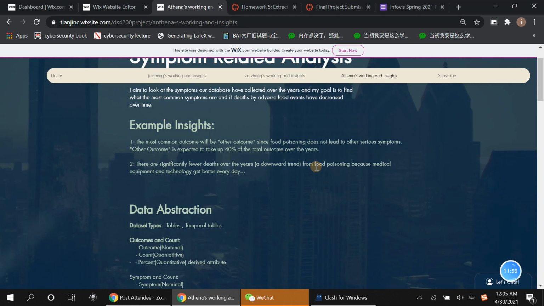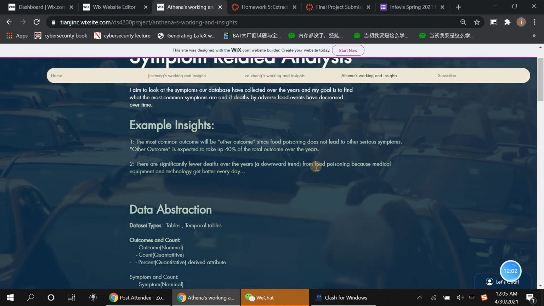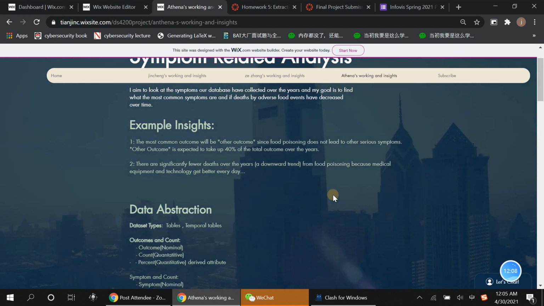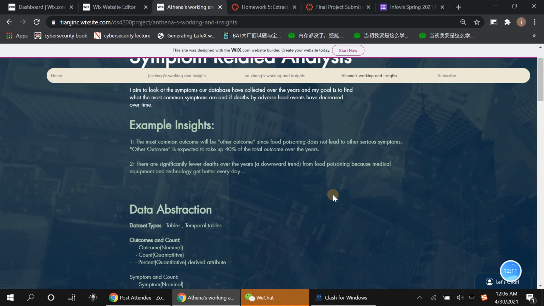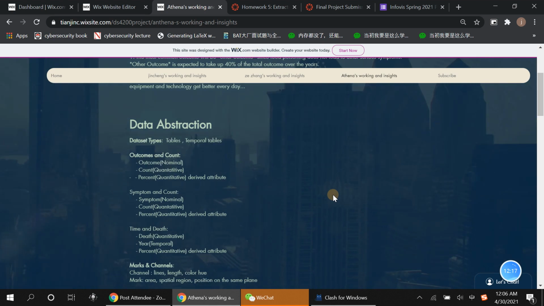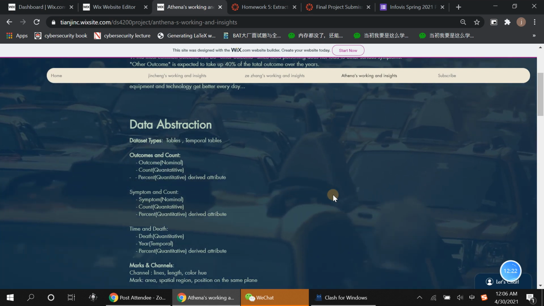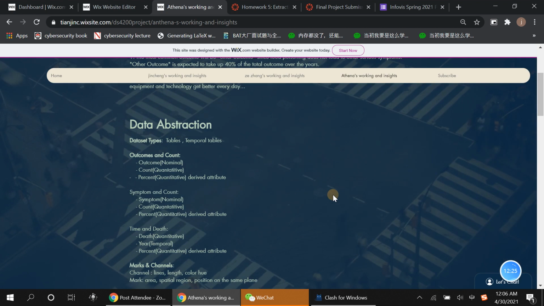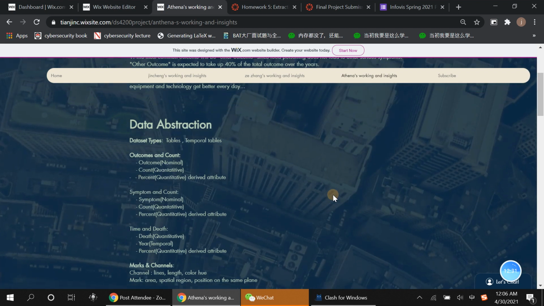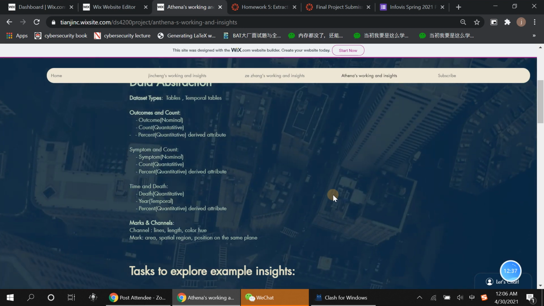Other outcomes are expected to take about 40% of the total outcomes over the years. There are significantly fewer deaths over the years, a downward trend, from food poisoning, as medical equipment and technology get better over time. Her data abstraction: the dataset type is tables, temporal tables, and the attributes are the outcomes, symptoms, and counts in time and death. Mark channels are the lines, length, color hue, area, and spatial region, pretty much the same as ours.